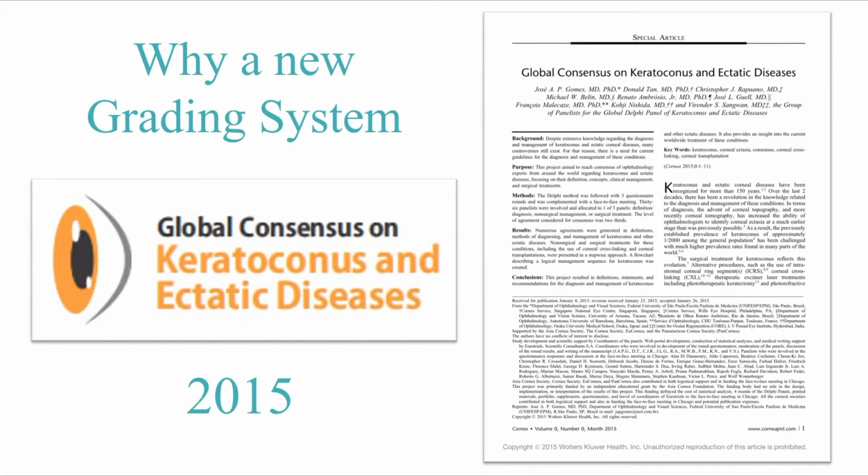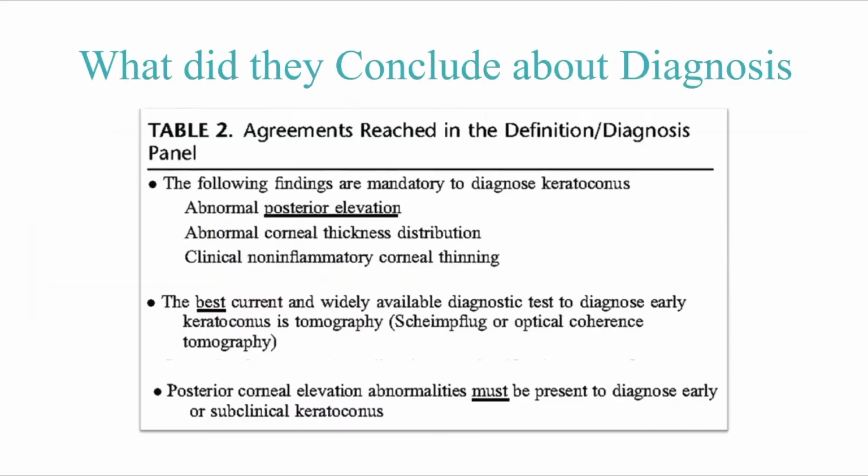The need for a new system was recognized years before, but was published as a consensus document in 2015 in the journal Cornea. This was the work of the four major multinational cornea societies. And what did they conclude? Well, they stated, in order to diagnose keratoconus, you had to have abnormal posterior elevation and abnormal corneal thickness distribution. Notice the absence of anterior changes here.